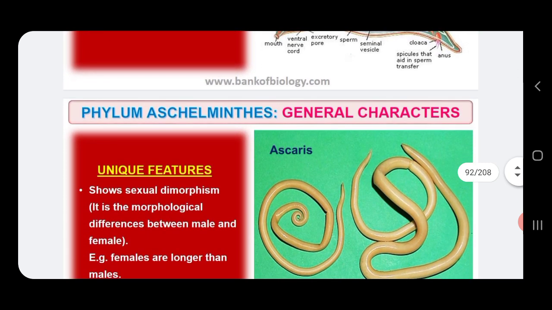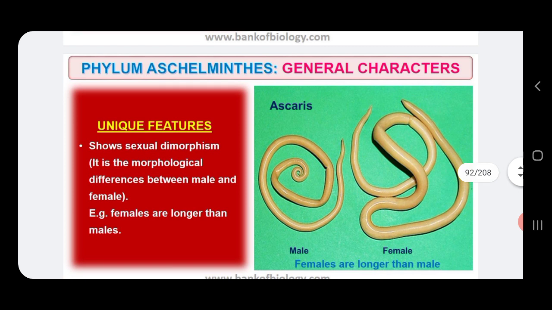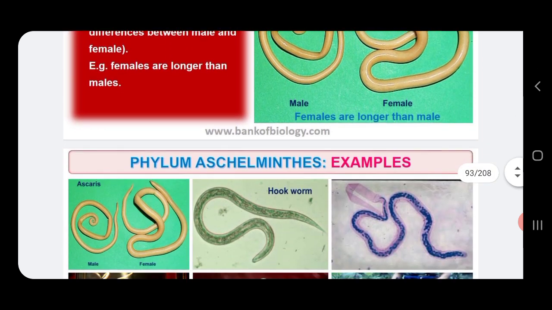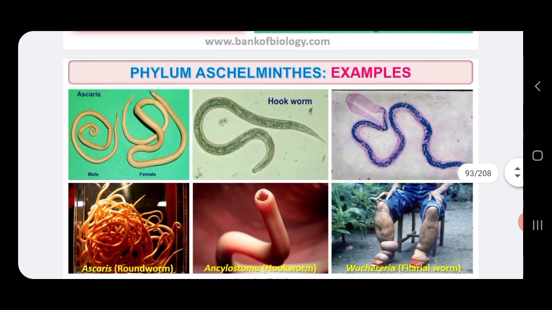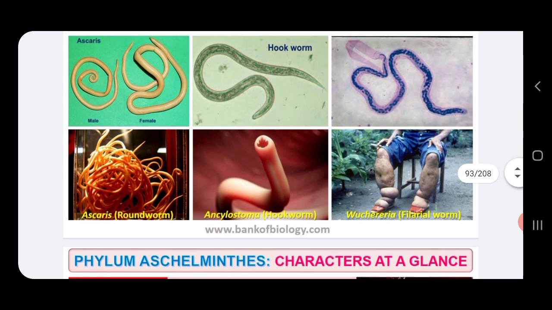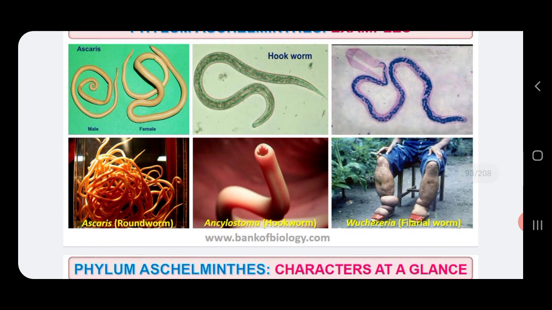Then another unique feature, sexual dimorphism, is seen, with the help of which you can easily recognize which is the male worm and which is the female Ascaris. Okay, that is called sexual dimorphism. Usually females are longer than the males. Then examples of Aschelminthes: Ascaris, the roundworm. Second one is hookworm, you can see.